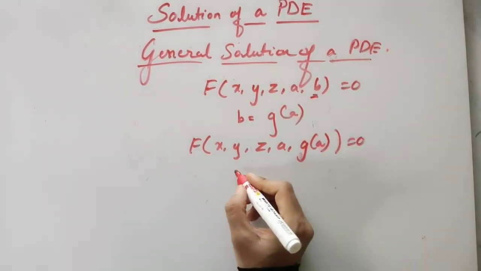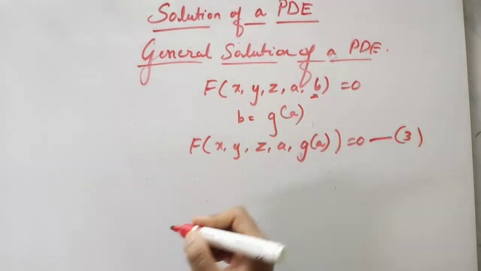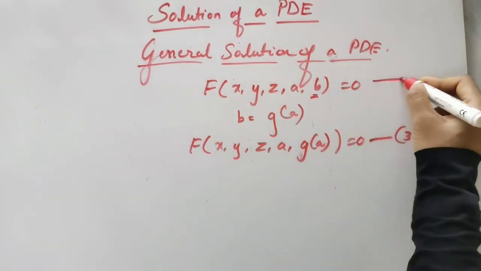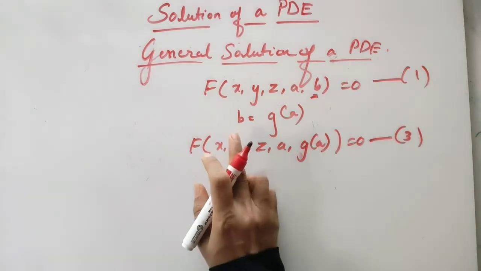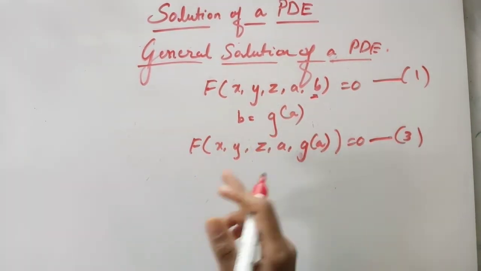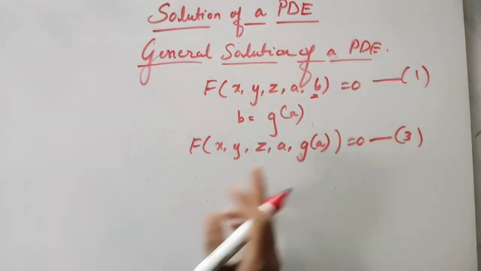Now I'll call this equation 3. Already 1, 2 I have given in the previous part. Now I will differentiate this equation. This was my equation 1. This is representing your complete solution. In that complete solution only, I am replacing b as g of a. Okay, so that means what? Another constant b I am expressing with the help of the constant a.